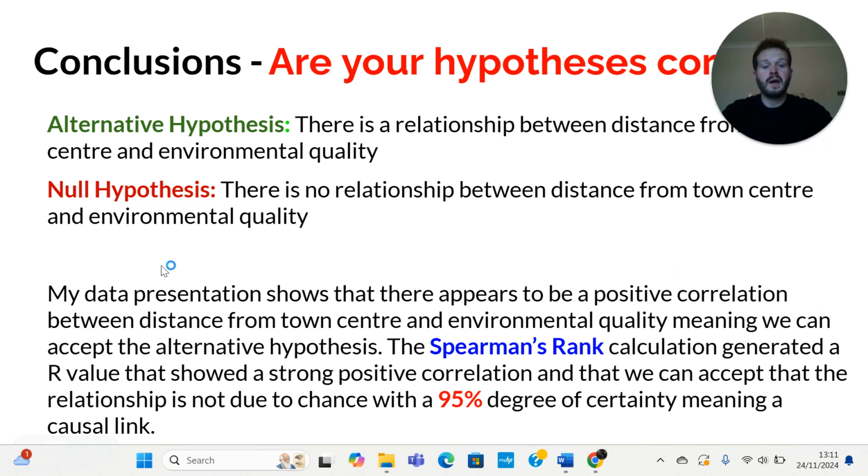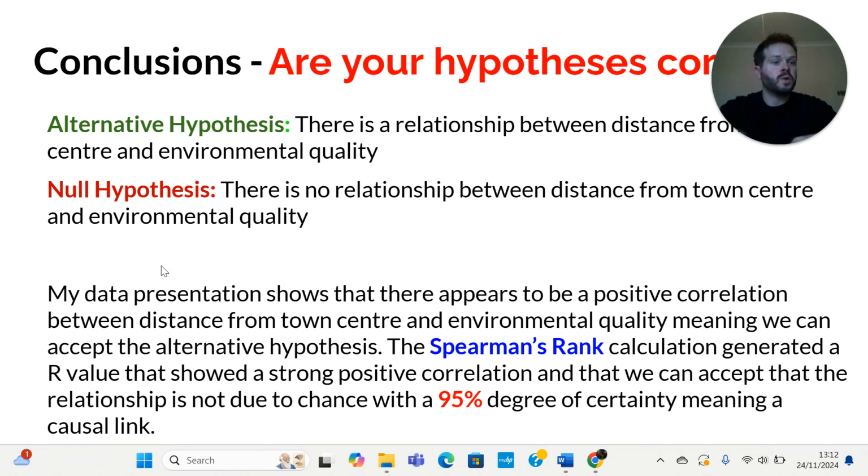So what it says here is the conclusion: my data presentation shows that there appears to be a positive correlation between distance from the sound sensor and environmental quality, meaning we can accept the alternative hypothesis. Spearman's rank calculation generated an R value that showed a strong positive correlation and that we can accept that the relationship is not due to chance with a 95% degree of certainty, meaning a causal link. Okay, so there is that causal link.